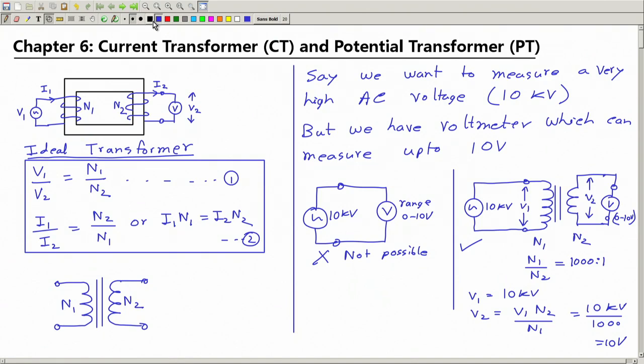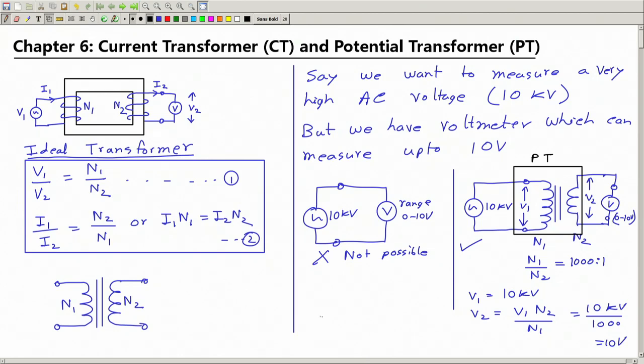And then this transformer, which is just a transformer, will be called a potential transformer or PT. The function of this potential transformer is to bring down this unknown high voltage to a smaller range which we can measure easily.